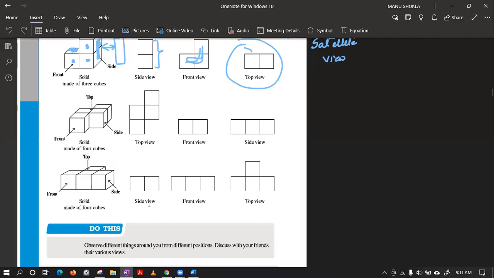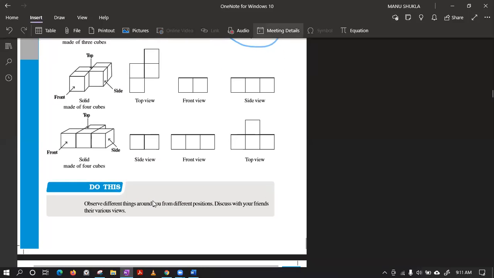Now we have this figure. Again, you can see in the top, you will see these four faces. Try to observe, try to visualize. In the top, if you see, you will find these four. So this will be your top view. And when you see from the side, you can see this face, and this face. So this is your side view. And from the front, you can watch and you can see these two. So this is your front view.